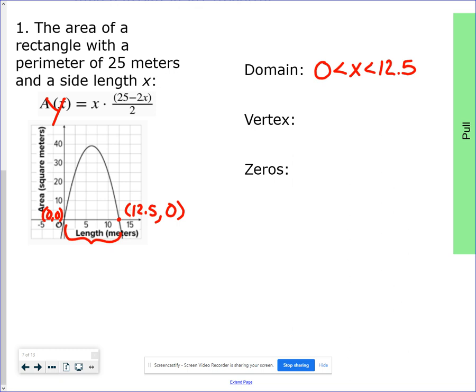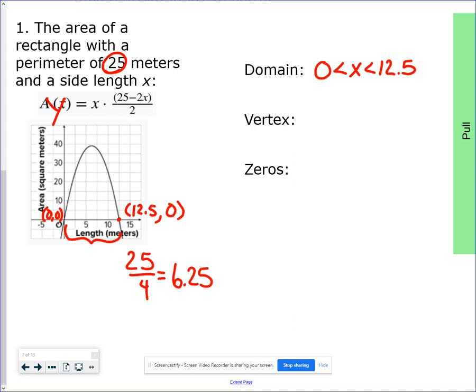But remember that this is saying that we've got a perimeter of 25. Remember we said that the biggest area that we can get is when I've got a square. A square is when I have 4 equal sides. So instead of saying 12.5 divided by 2, which is going to give me the same answer, I could say 25 divided by 4 gives me 6.25. That's what the x should be at my maximum area.